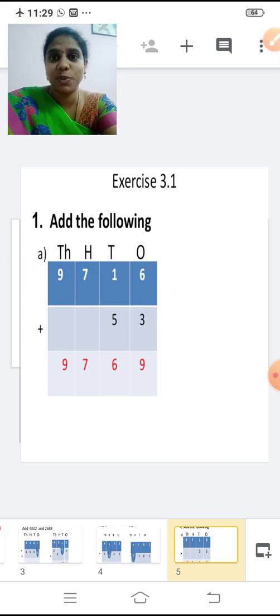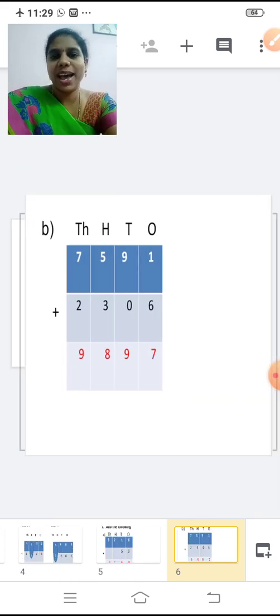Copy this sum in your notebook children. This is exercise number 3.1. Add the following. So first sum is 9716 plus 53. And second sum, we are going to add 7591 plus 2,306. 7,591 we are going to add with 2,306. Shall we add now?